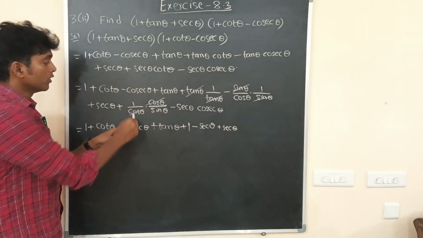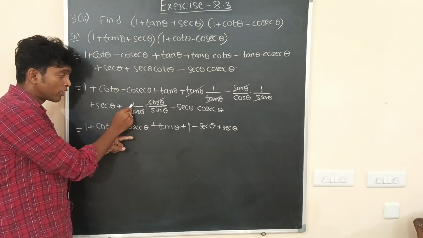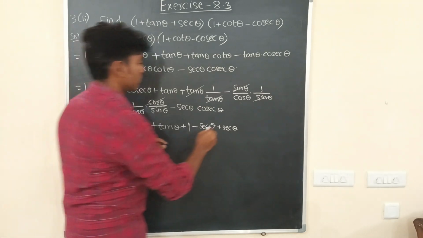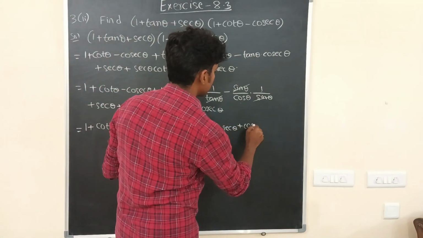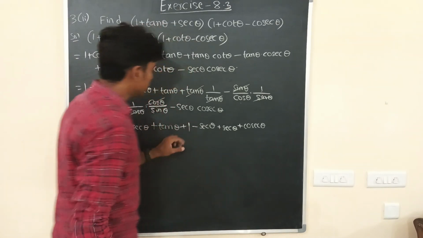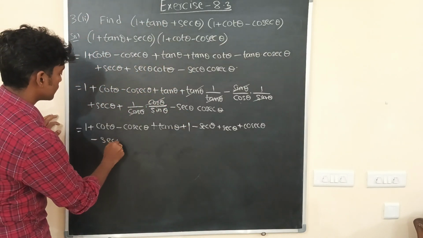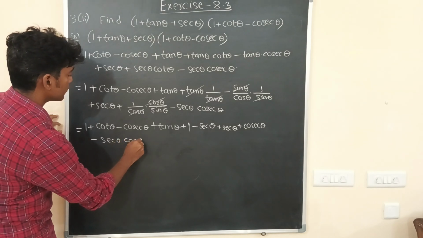Now here again cos gets cancelled, so 1 is there, sin is there, so 1 by sin. 1 by sin is cosecant theta, plus cosecant theta. Now minus secant theta into cosecant theta.